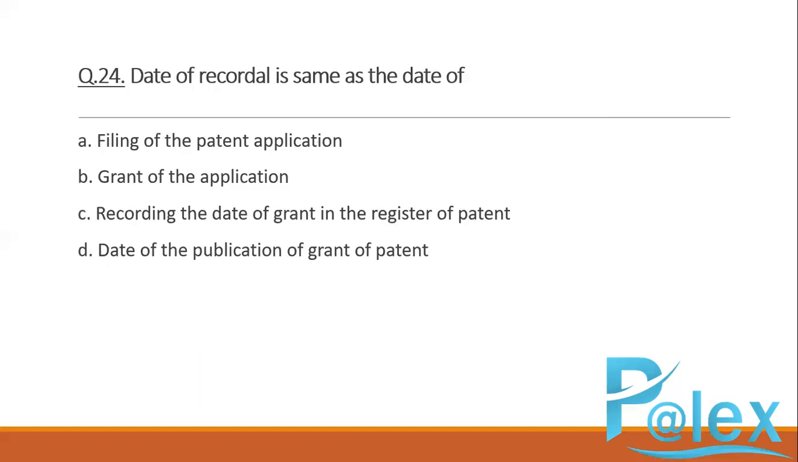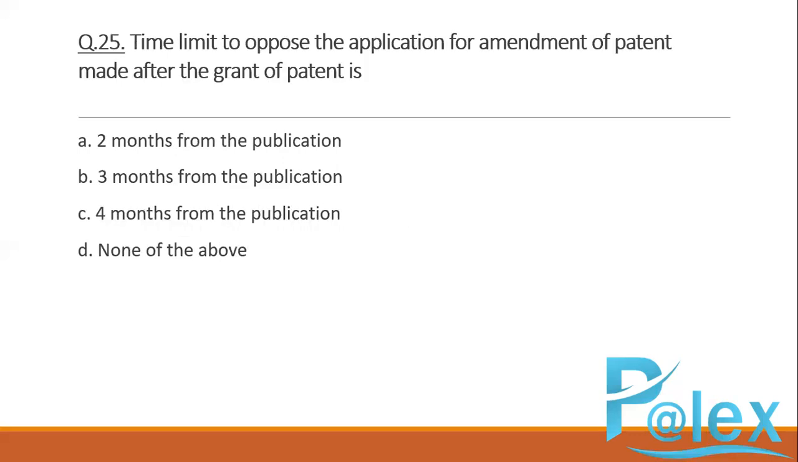Question 24, date of recordal is same as that of recording the date of grant in the register of patent. Okay, the date of recordal is same as that of recording the date of grant in the register of patent. Time limit to oppose the application for amendment of patent. This is not opposition to patent, this is opposition to amendment of patent after it is granted, is generally 3 months from the publication of that amendment basically.